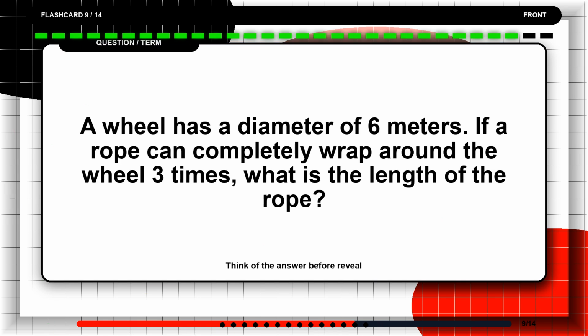Flashcard 9. A wheel has a diameter of 6 meters. If a rope can completely wrap around the wheel 3 times, what is the length of the rope? Pause and think of the answer before the reveal.